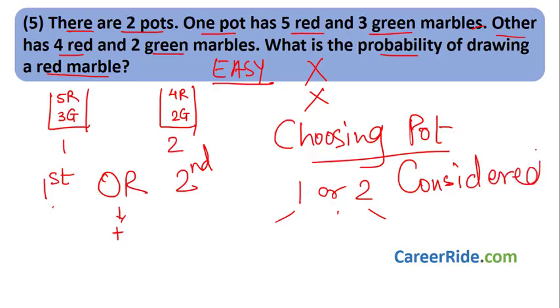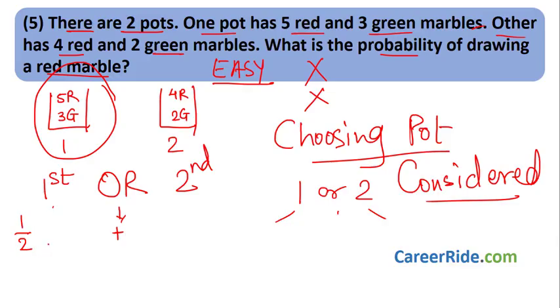Let us see how to think about this problem. First we'll see choosing the red marble from the first pot. Before choosing the red marble, we have to first choose pot number 1. So what is the probability of choosing pot number 1? There are 2 pots, 1 and 2. Out of that, we want the first pot, and there is only one pot numbered first. So what I want is 1 divided by total possibilities, which is 2.